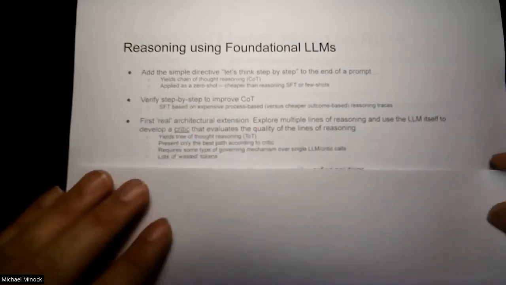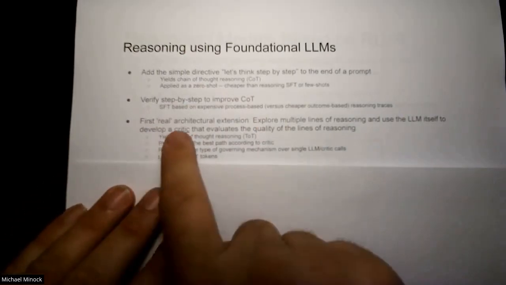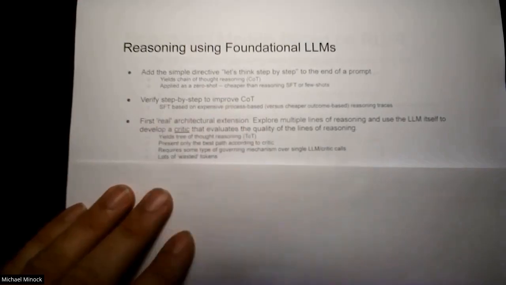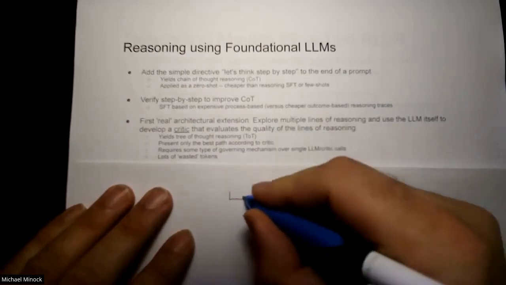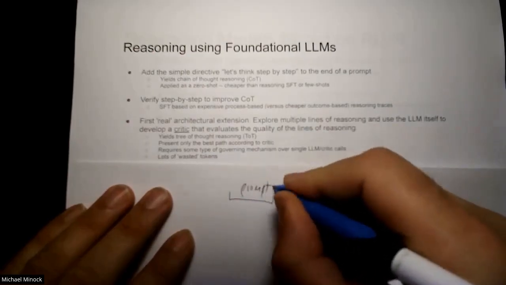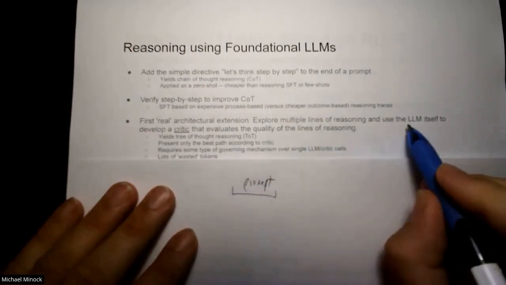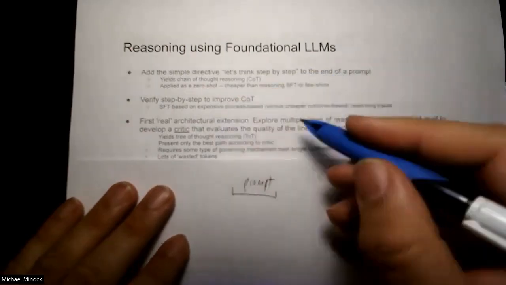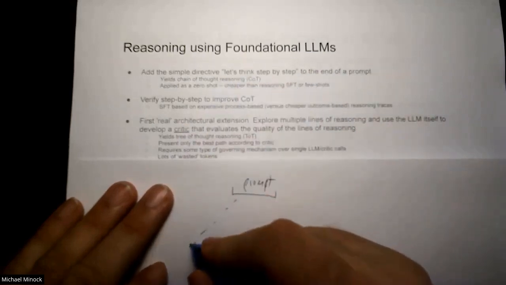All right, so now we have the following. This is the first real architectural extension to support reasoning. The first real architectural extension. And the idea behind that is you take a prompt, okay? And what you do is you explore multiple lines of reasoning. So you vary the temperature or something. You take the prompt and you're doing chain of thought reasoning. So maybe you put in, let's think step by step, and then it goes in one direction here.